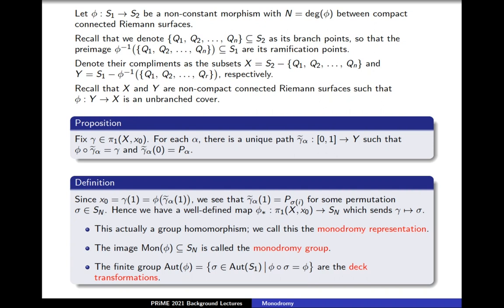So we have the following proposition. Let's fix gamma in pi1 of X based at x naught. For each alpha, there's a unique path, gamma tilde sub alpha, from 0, 1 into Y. So think of this path living upstairs, such that now we're going to take our map phi and compose that with gamma tilde alpha. And so we're going to project this upstairs path, and when we project it down, we'll get our downstairs path gamma. So phi composed with gamma tilde alpha equals gamma, and gamma tilde alpha of 0, so its base point, is this point p sub alpha.